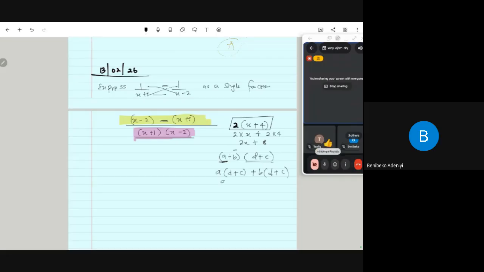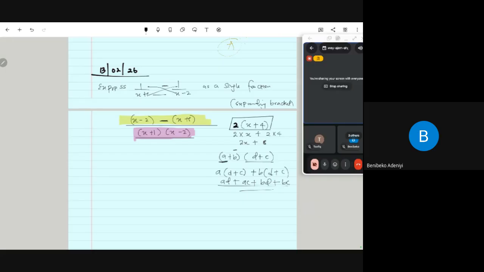So a times d, ad, a times c, ac, b times d, bd, b times c, bc. That's how we expand. So this one here is about expanding brackets. So I've talked about expanding brackets like that. What is left for me to talk about?